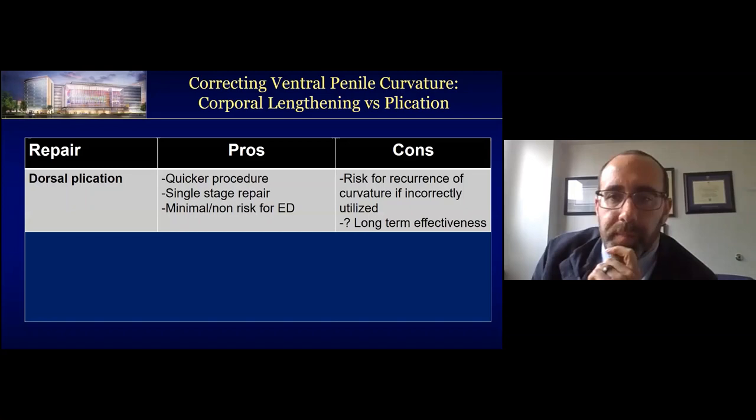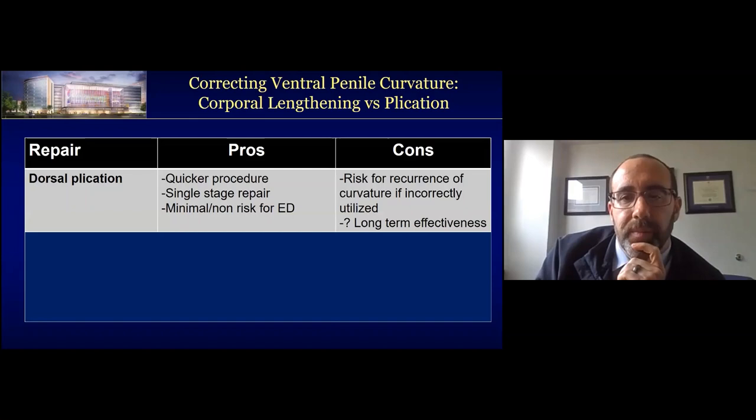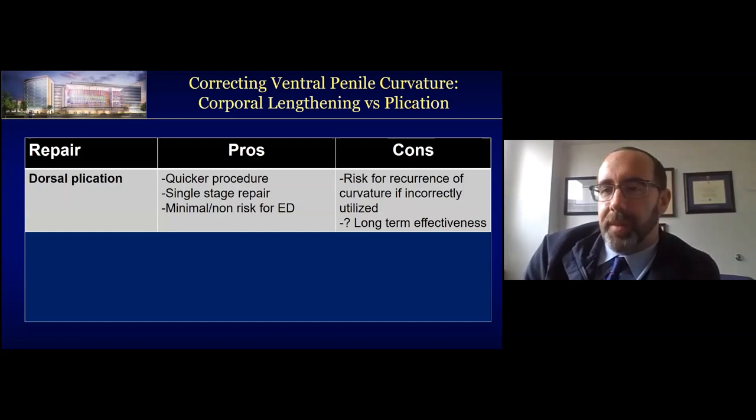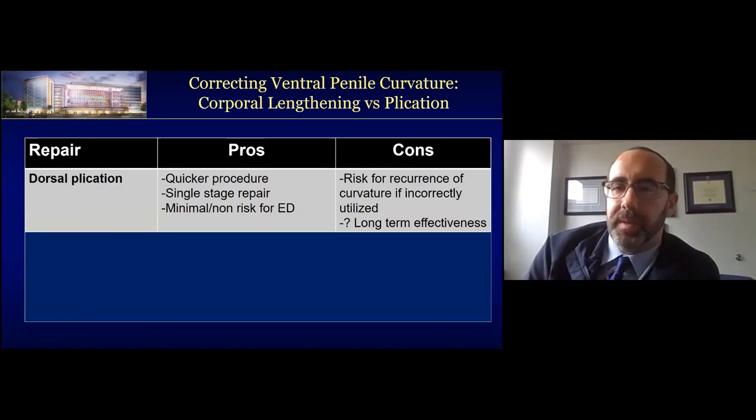In terms of the risk for erectile dysfunction, it should be pretty minimal. But the big thing in terms of doing this is trying to figure out exactly what degree of curvature is going to allow you to do a dorsal plication, so that afterwards, as this boy grows and heals from the operation and is getting erections again, is it going to be sustainable long term?